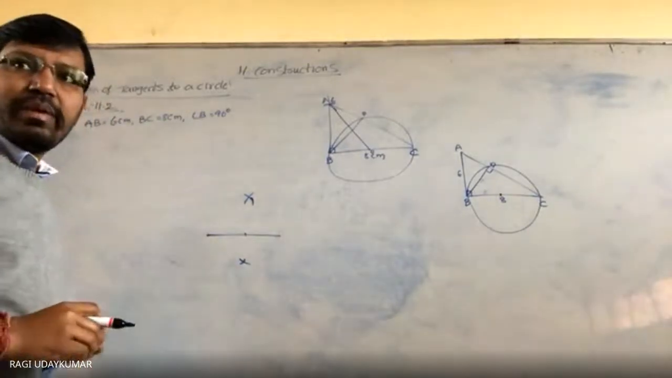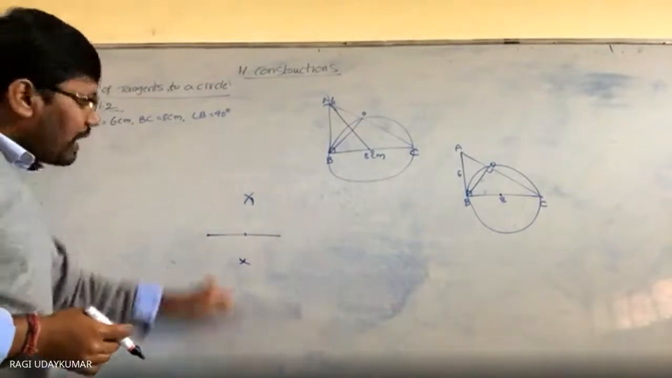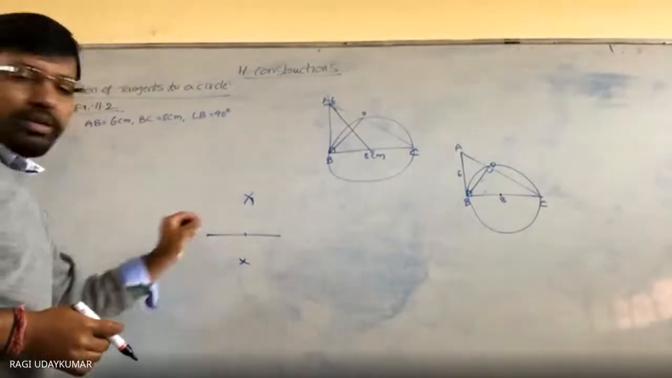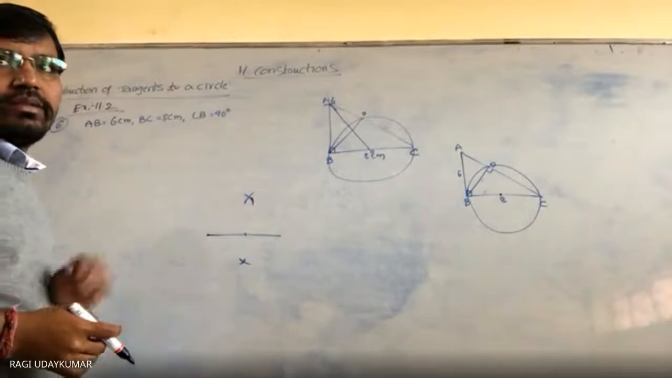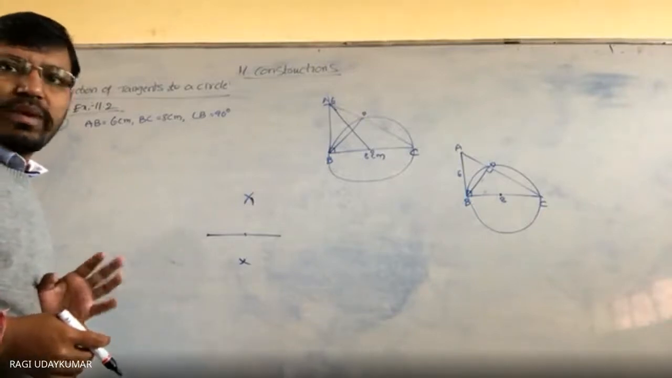How do we draw the perpendicular bisector? In the same way you draw it. But there is no need to draw the total line. Just make a small mark here. That is what you are going to do. Understood?